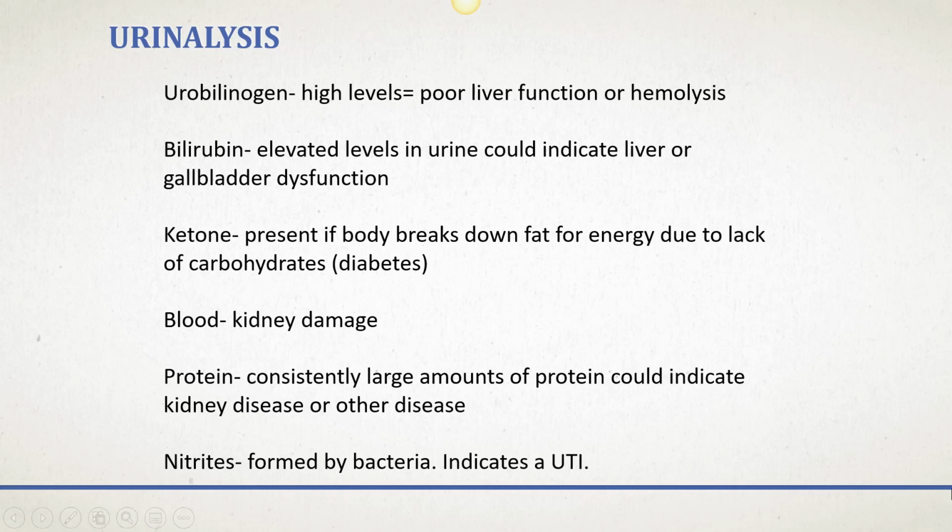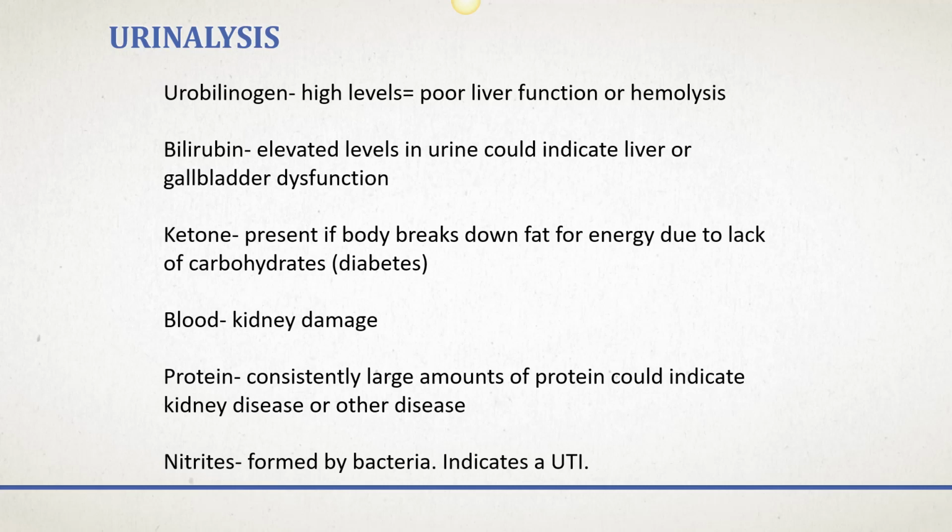If ketones are present, ketones are produced when the body uses fat for energy instead of carbohydrates. That can happen in the case of somebody that's dieting and avoiding carbs, like with a strict no-carb diet, or if they're diabetic and they can't use their carbs. If there's blood on the urinalysis, that could indicate kidney damage. Protein: consistently large amounts of protein could indicate kidney disease or hypertensive diseases. This is especially important during pregnancy, which could indicate preeclampsia.